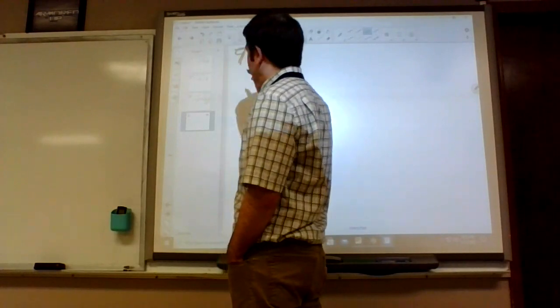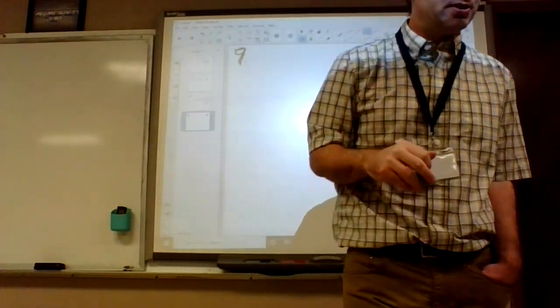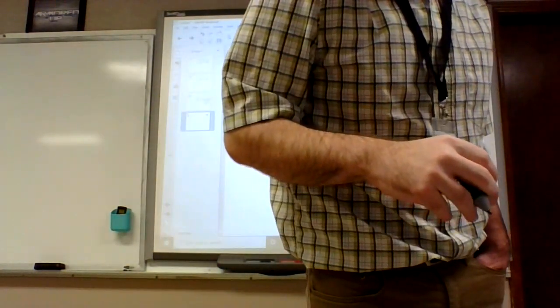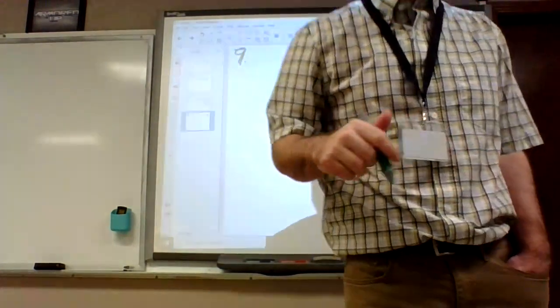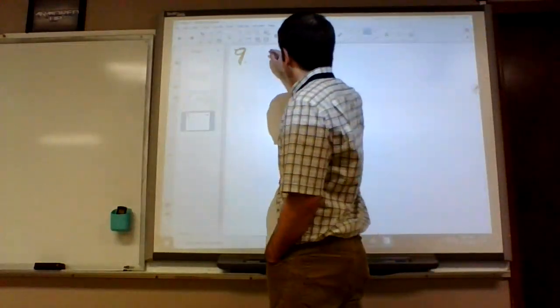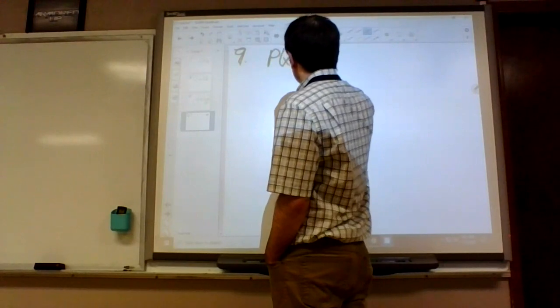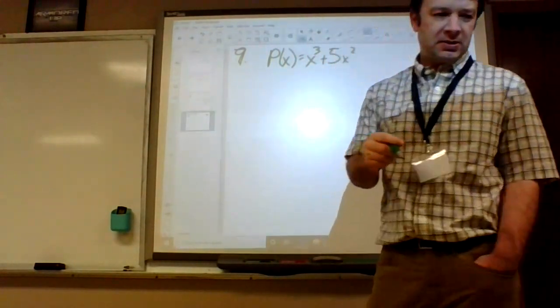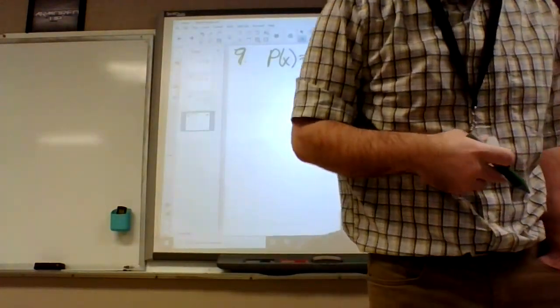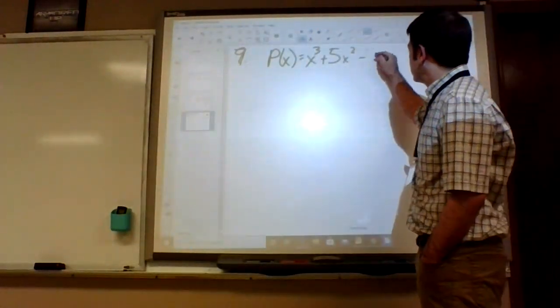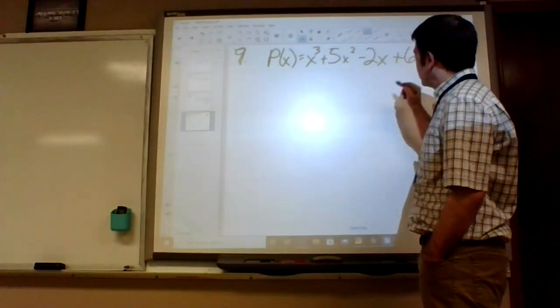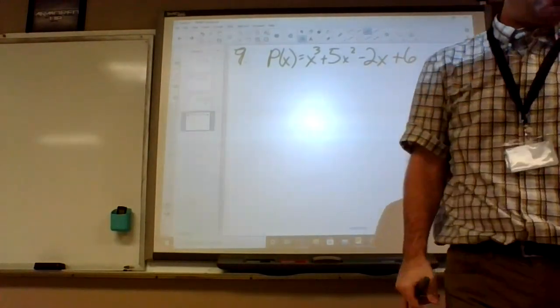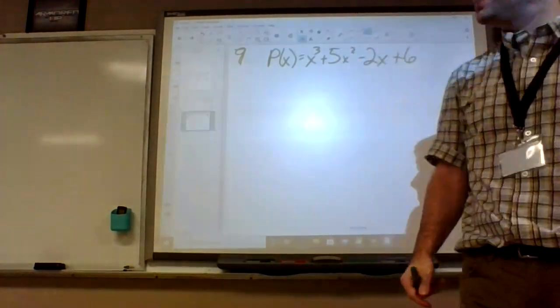This one actually is new. I probably should write this one down. P of x equals x cubed, 5x squared minus 2x plus 6. This is kind of a challenging problem here.